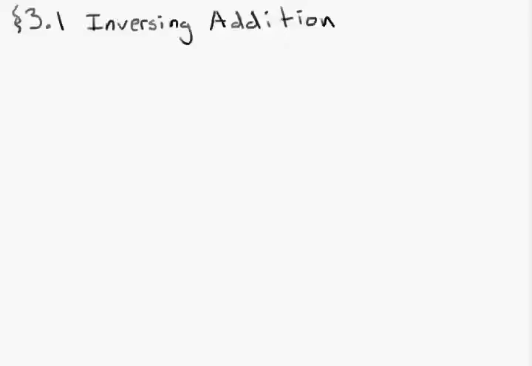This is section 3.1, inversing addition. Let's suppose, good abbreviation, that we have an equation that looks like this: x plus 3 is equal to 9. What we want to do is find the particular value of x that makes this true. There's one number we're looking for.